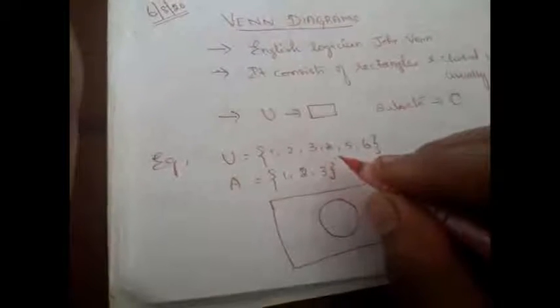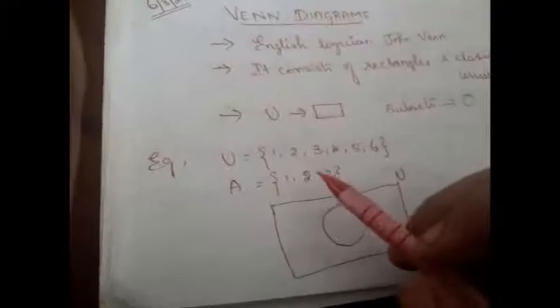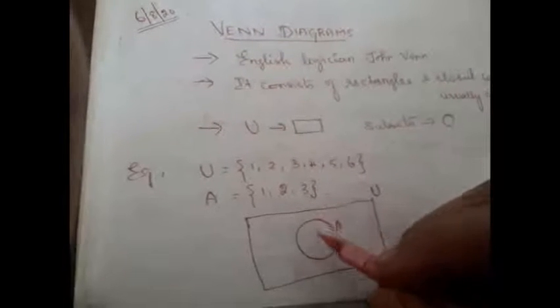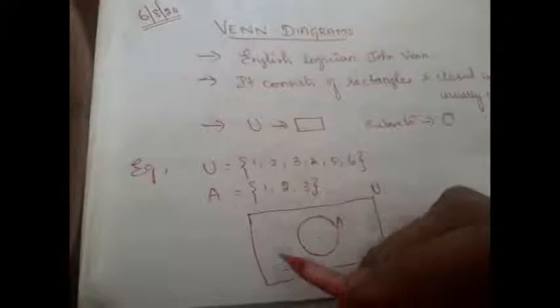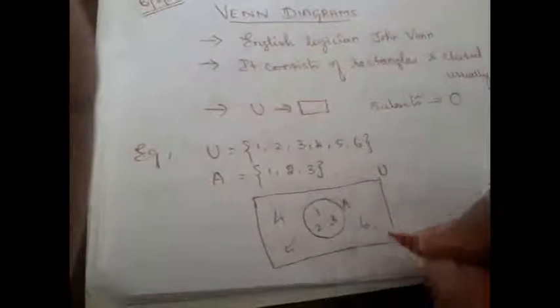As I told you, the universal set is expressed inside a rectangle. So imagine this is your universal set U, and I am going to represent A as a subset of U, right? Now we are going to represent A by a circle, and the elements of every set are represented within its circle. So first fill in the elements of the subset so that the remaining elements we can fill in the remaining places. Now the elements of A are 1, 2, 3. What are the remaining elements? 4, 5, 6. So 4, 5, 6 you can write anywhere inside the rectangle.